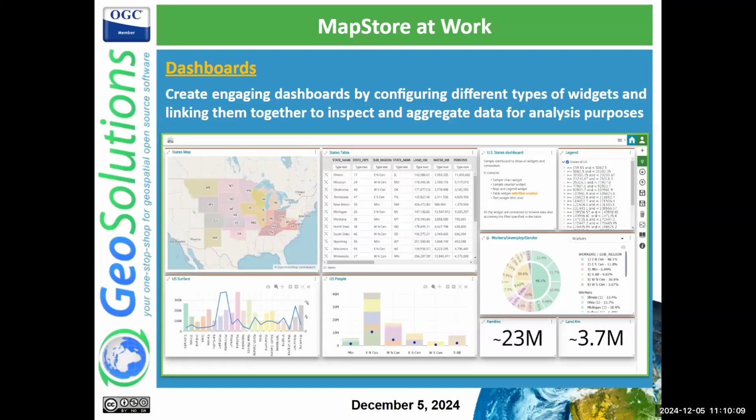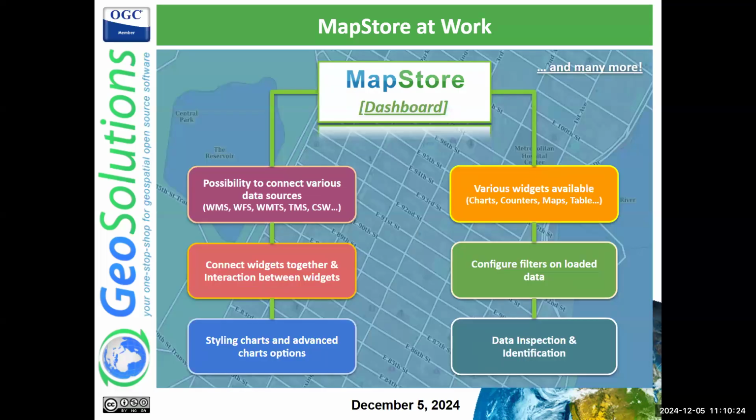MapStore dashboards provide a dedicated context of the application where various kinds of WebGIS can be combined and connected together to aggregate and consult geospatial and alphanumeric information. Also here, connecting data coming from different data sources, filtering, inspecting, and identifying aggregated contents, visualizing mapping information, or setting up charts, counters, and more for statistical analysis and many other purposes.